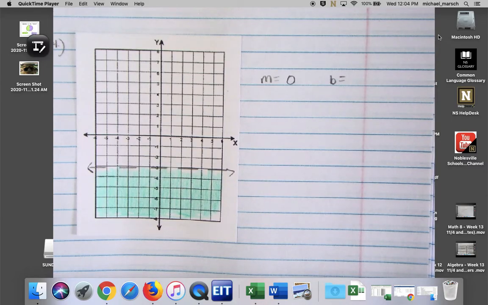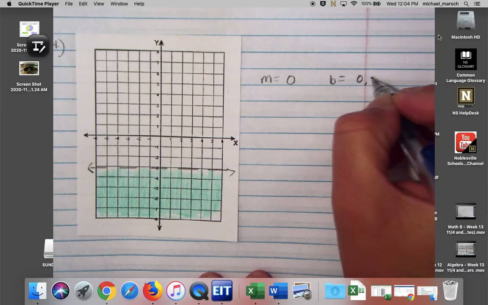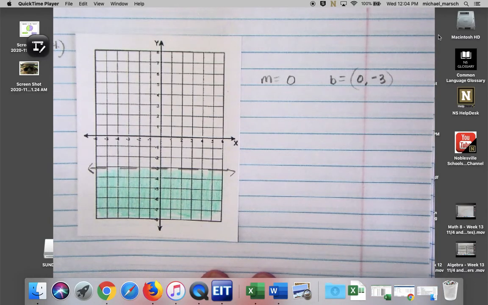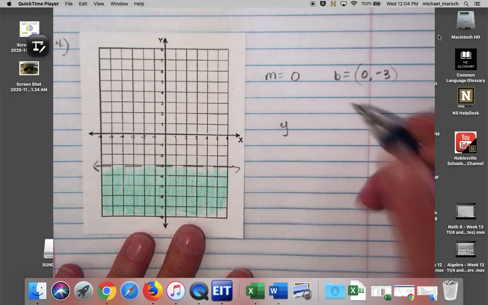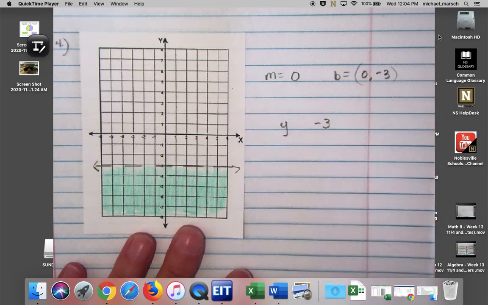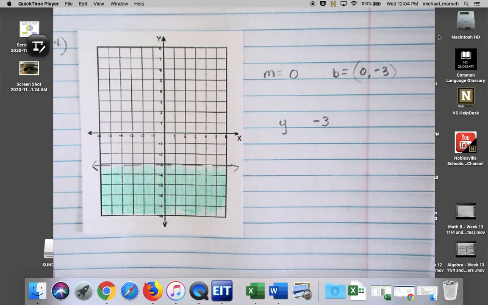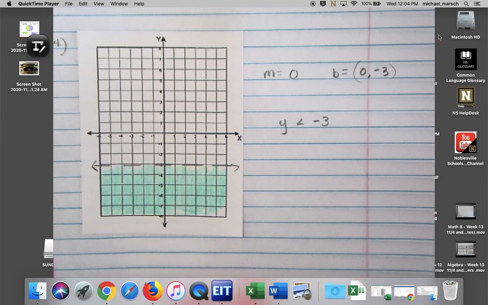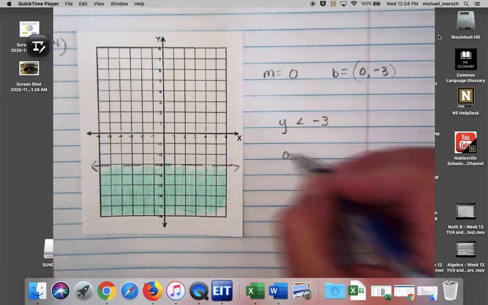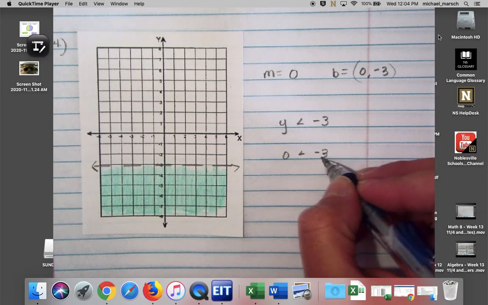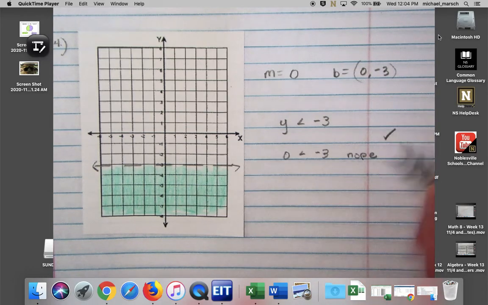All right, and then how about my y-intercept? Negative -3. Okay. So this tells me that all I have are my y values, and they all happen to be at -3. Right? So what symbol am I going to put there? Less than or equal to. No, not even. Just less than, right? How come? Because it's a dashed line, right? And then if I wanted to try 0, is 0 less than -3? Nope. So that's why we shaded away from the 0.